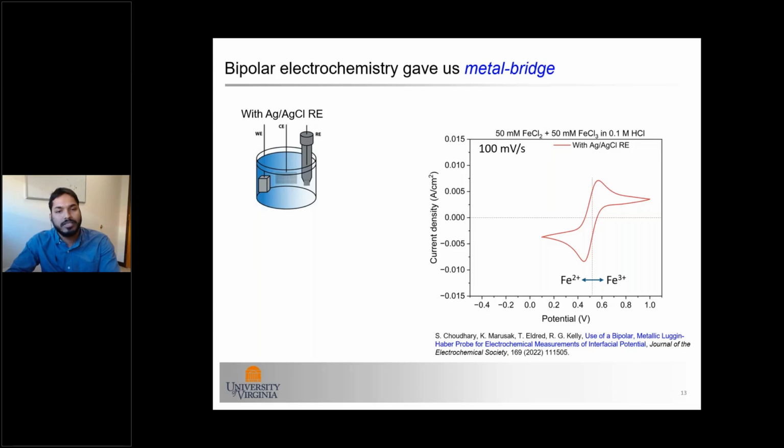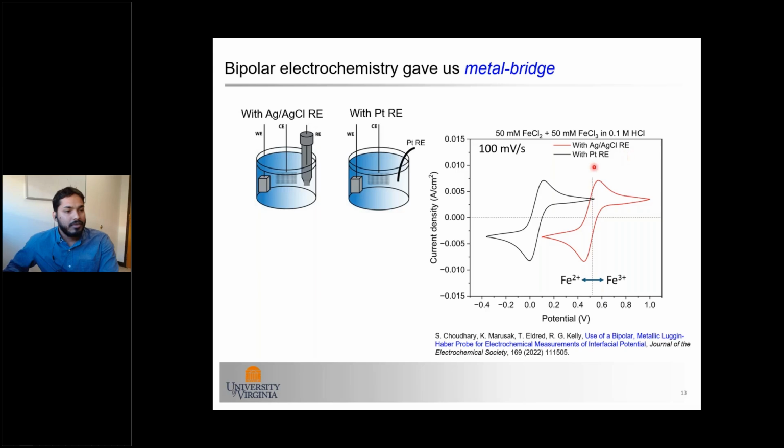So let me explain what a metal bridge is. Here what you see is a conventional three-electrode setup, and platinum is the working electrode. We have ferric ferrous solution as our electrolyte. We get a beautiful CV using our commercial reference electrode. If we use platinum as a reference electrode instead of a true reference electrode, there is a significant shift in the potential scale, and that is what you see here.